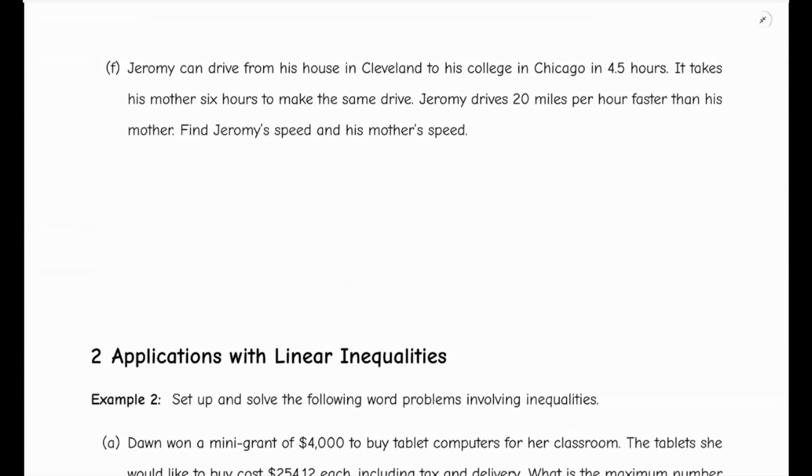So Jeremy can drive from his house in Cleveland to his college in Chicago in 4.5 hours. It takes his mother 6 hours to make the same drive. Jeremy drives 20 miles per hour faster than his mother. Find Jeremy's speed and his mother's speed. So this is almost exactly the same as the last one.